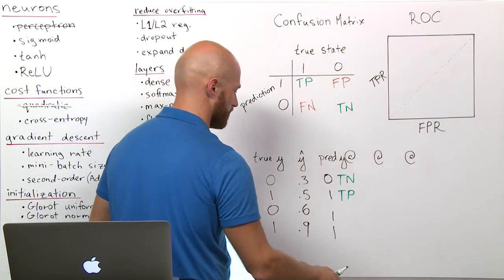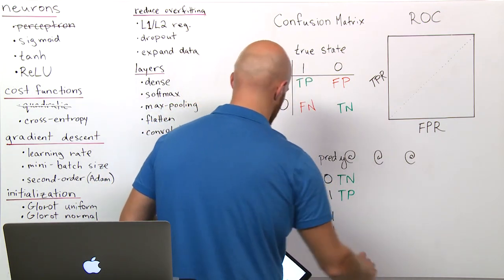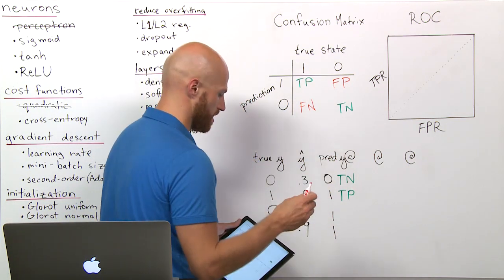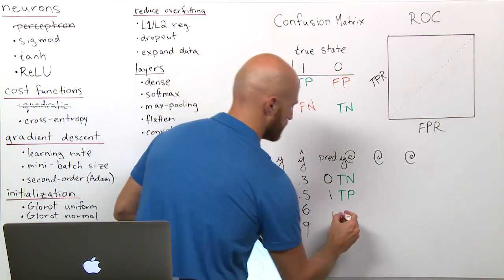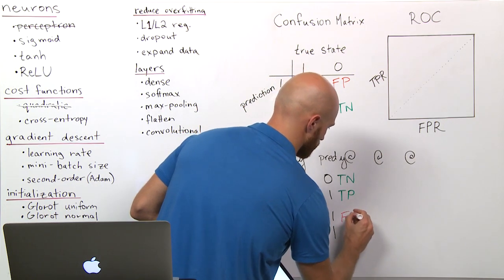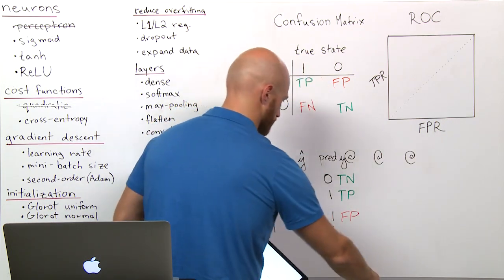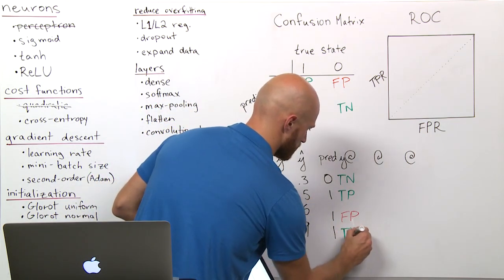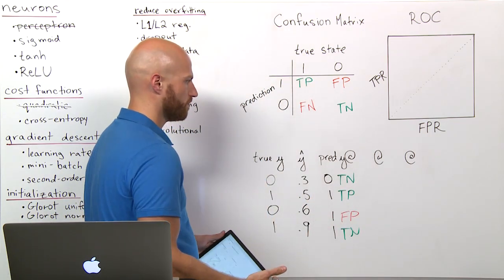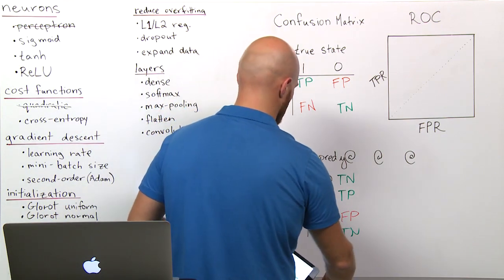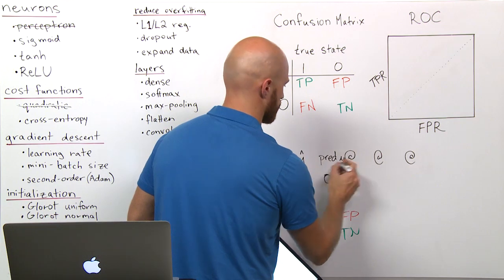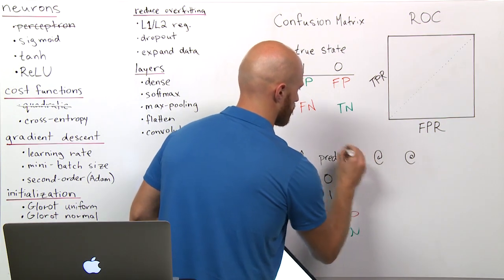In this instance, however, it is incorrect because the true state of the world is that this is a negative review. The model has predicted it as a positive review, and so this is a false positive. And then finally, this last one here is the same case. It's a true negative. It's a 1 and a 1. So then we move along. So that's at a threshold of 0.3.